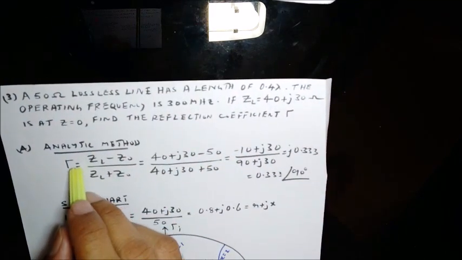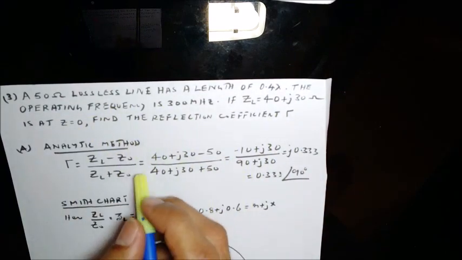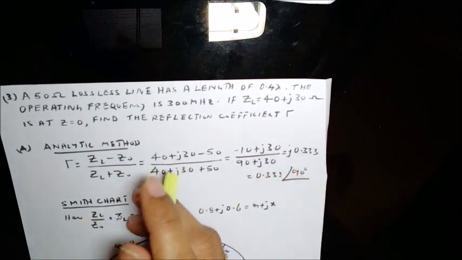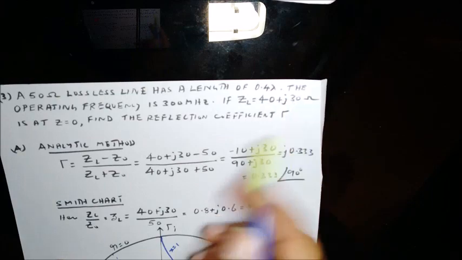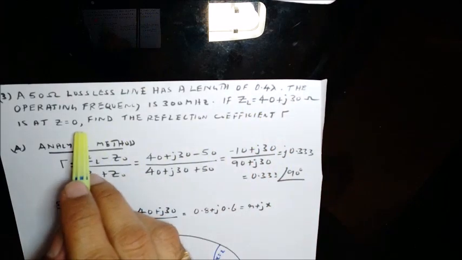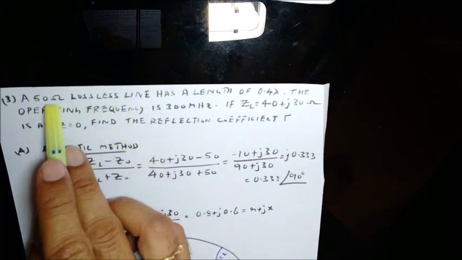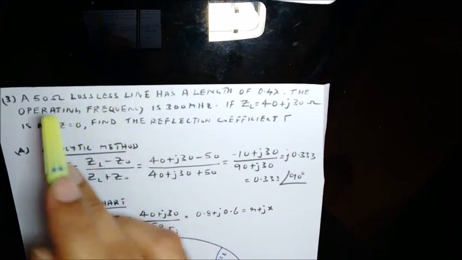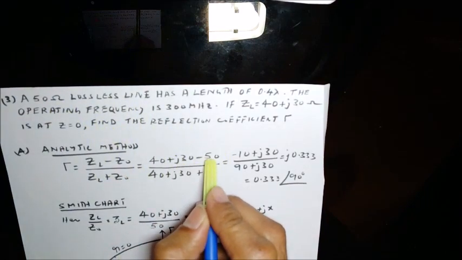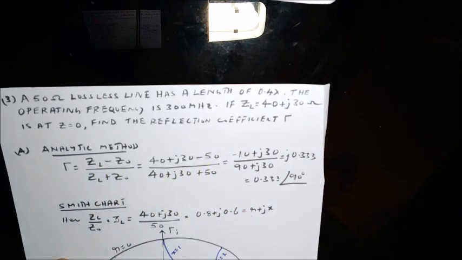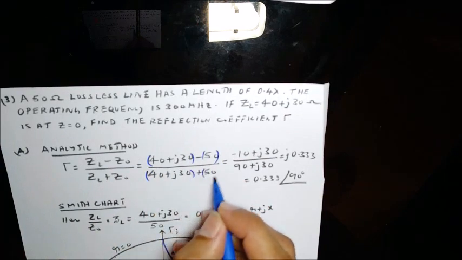So reflection coefficient being ZL minus Z0 by ZL plus Z0, we have all the data here in the problem statement. It's actually a straightforward question. ZL is 40 plus J30, it is mentioned here, and Z0 is 50 ohm, because they say that it is a 50 ohm lossless line, which means the characteristic impedance Z0 is 50 ohms. So 40 plus J30 minus 50, that is ZL minus Z0, divided by ZL plus Z0.